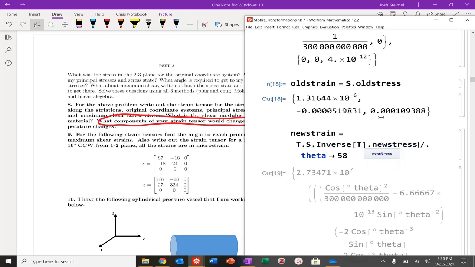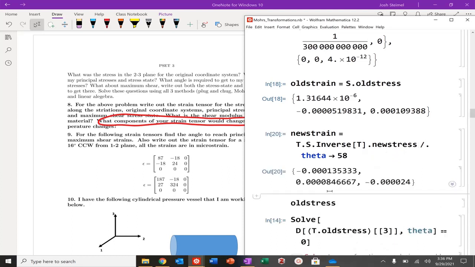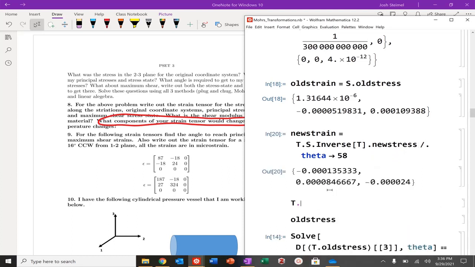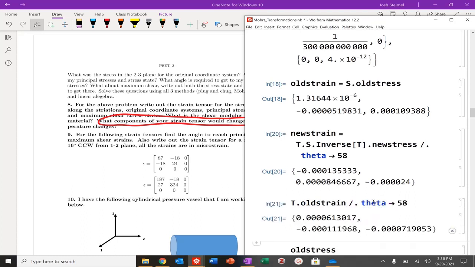So my new stress would be in that new coordinate system. Yep. And then we can also look at that T dot old strain, slash dot theta goes to 58. And got a little bit of a different value, but we can double check that. Let's take a stop right here.